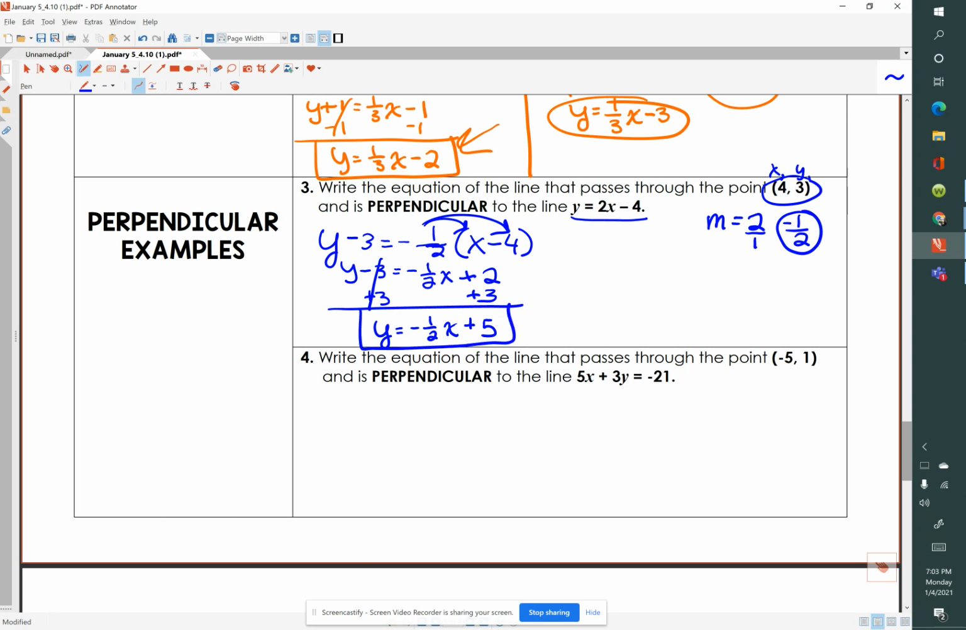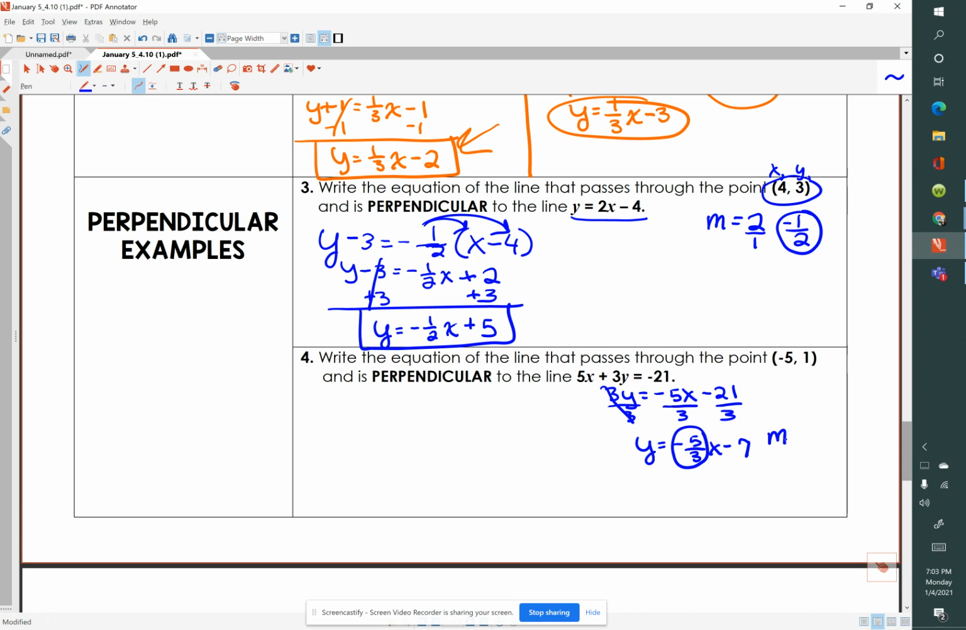And then for number 4, we need to get this equation into slope-intercept form first. So first I'll move the 5x to the other side of the equation, which makes it negative. And this is a -21. Then we'll divide everything by 3, which gives me y equals -5/3 x minus 7. Now, we have a slope of -5/3.